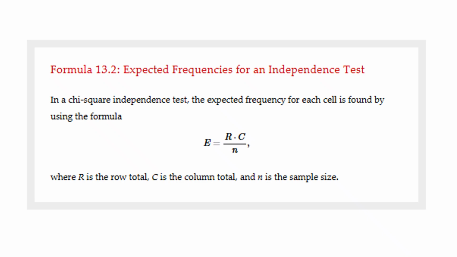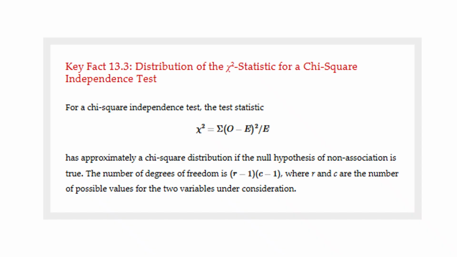So now if we want to find our expected frequencies, what we have to do is take the row total, multiply it by the column total, and divide it by n, which is the sample size. But the actual formula for the chi-square independence test is the exact same as it was for the goodness of fit. But what you'll see now is that the degrees of freedom again change.